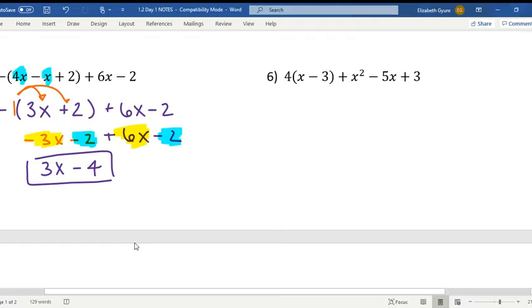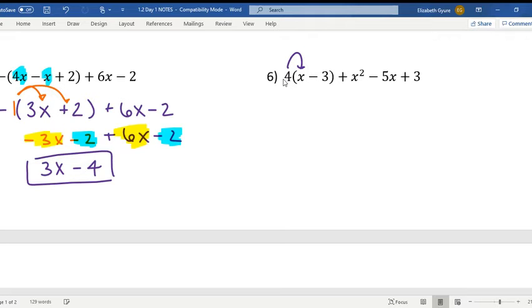Dallas. What could we do with that? Yeah, distributive property. Very good. Yeah, we're going to distribute our 4 here. Yes, Lynn. Yeah. Yeah, I'll show you mine too in a second. So what's 4 times x going to give us?